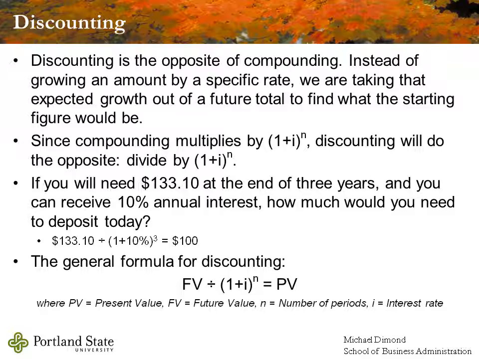So going back to our example that we worked on the previous slide, if you were to need $133.10 at the end of 3 years, and you can receive 10% annual interest, how much would you have to deposit today? You'd start with that future value, $133.10, and you back out the compound interest that you know will exist. So we're going to divide it by our growth factor, 1 plus 10% to the third power, and that's going to leave us with a present value of $100. So this brings us around to the general formula for discounting. The future value divided by 1 plus I to the nth power is equal to the present value.